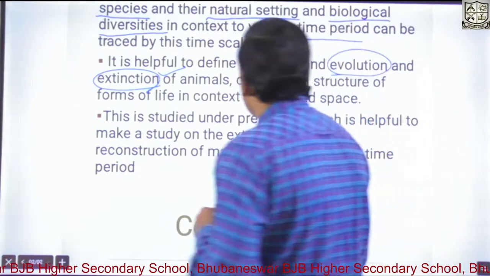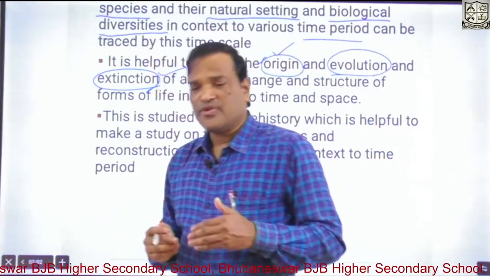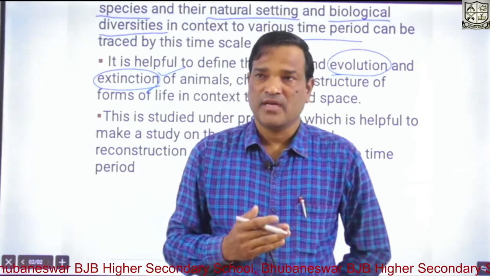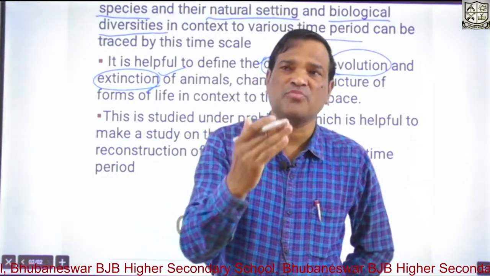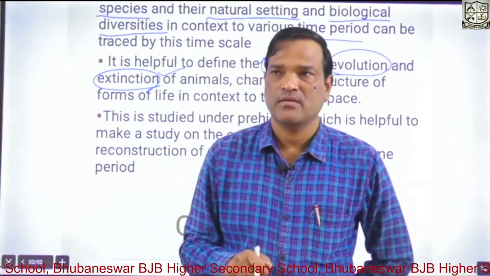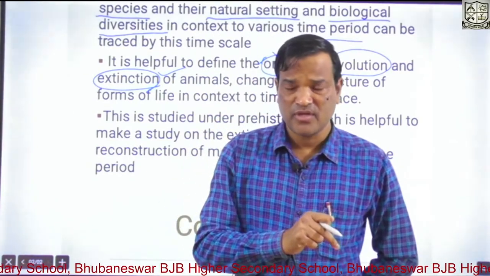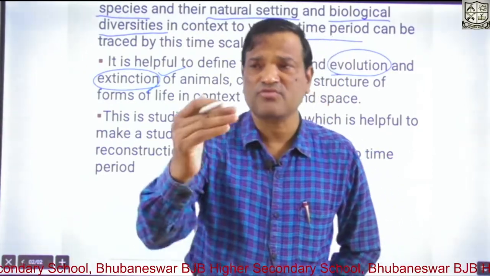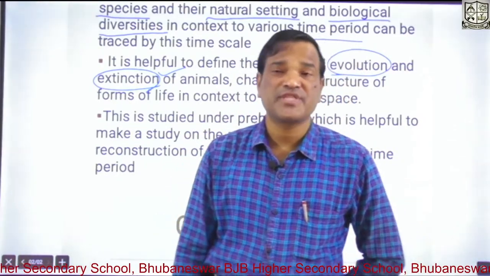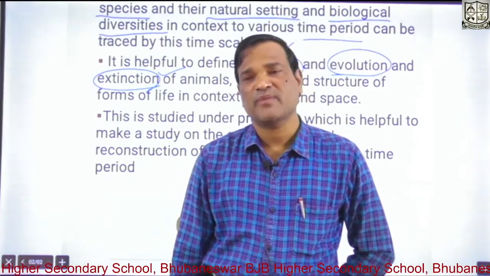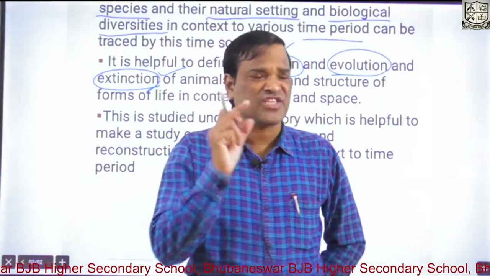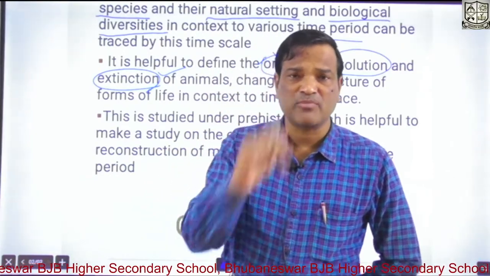So the extinction of animals, first the origin: in which time period a particular species originated. What are the factors of origin, and how the form or structure of physical life was changed from time to time, in what condition, what were the climatic conditions at that time period. So in context to the climatic condition and the ecological setting, the physical structure of an animal or species can change and evolution can take place. So the study of that evolution, the changing structure of an animal, and the extinction of an animal can be described with the help of the geological time scale.